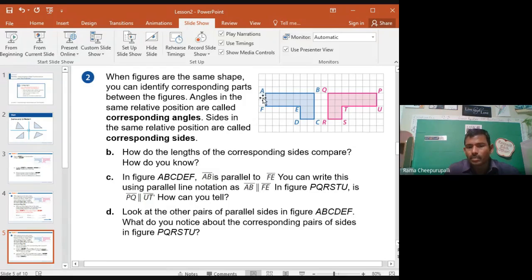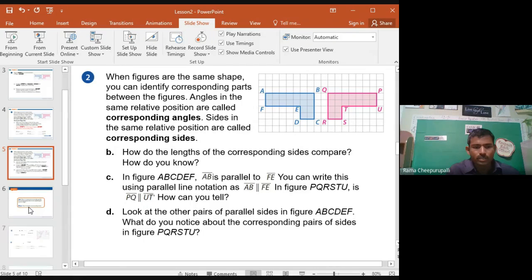Or you can use the other lines. AF is parallel to BC, moving it here, QR is parallel to PU. So that's one of the other ways you can say those parallel lines are there too. Okay, so that's good. Next, we're going to move on to the next slide quickly.